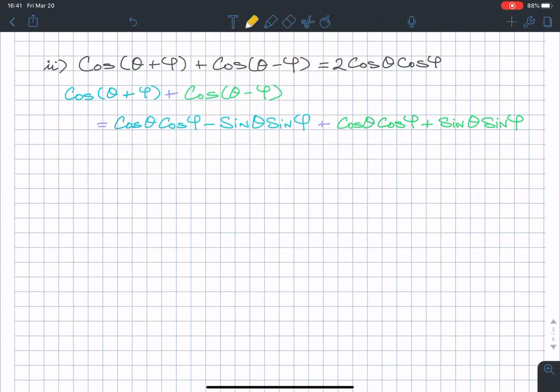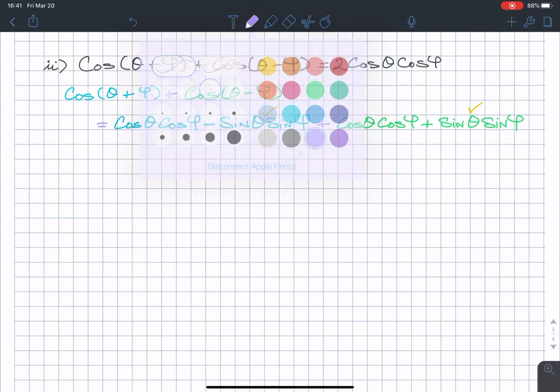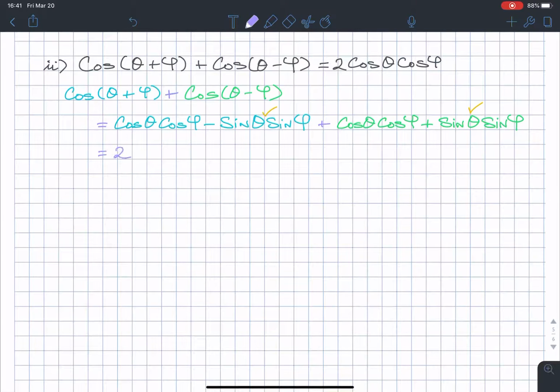Well, notice, what do I have here? I have a negative sine theta sine phi and a positive sine theta sine phi. So it looks like I do indeed have two cosine theta cosine phi's remaining. Check mark, that's what I wanted to show. Okay, let's do another one.